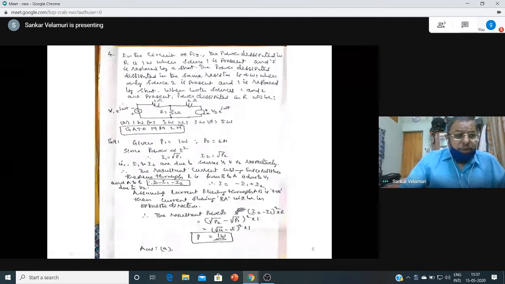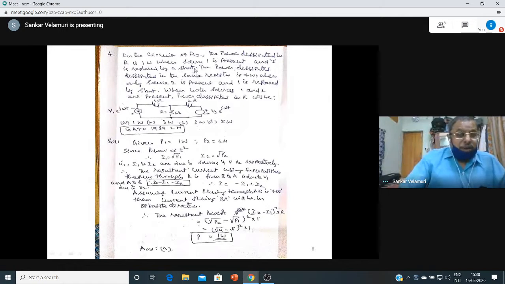There is a mistake. Okay. Now, in the circuit of figure 1, the power dissipated in R is 1 watt when source 1 is present and 2 is replaced by a short. The power dissipated in the same resistor is 4 watts when only source 2 is present and 1 is replaced by a short. When both sources 1 and 2 are present, power dissipated in R will be?